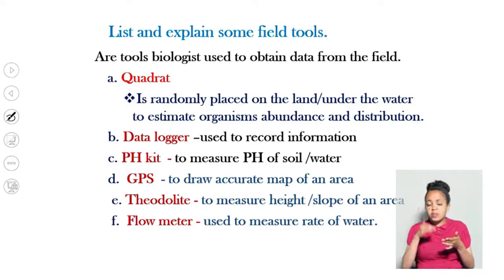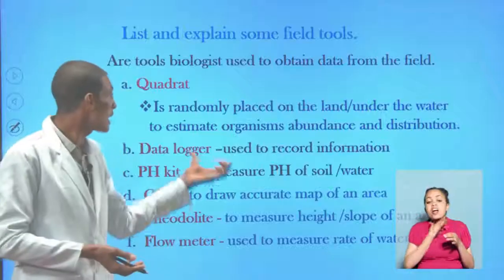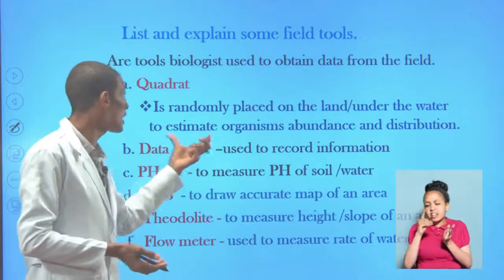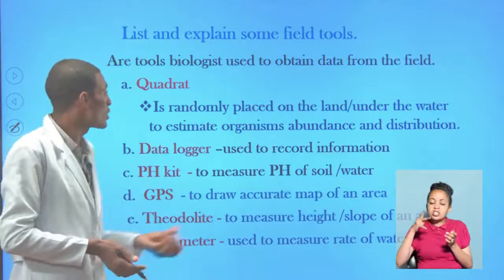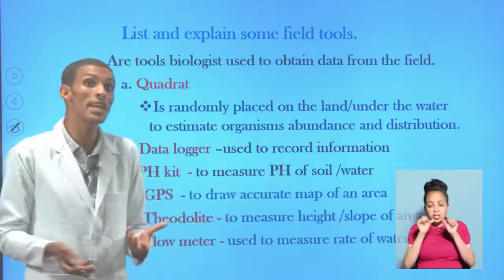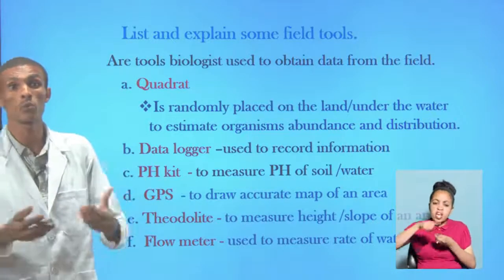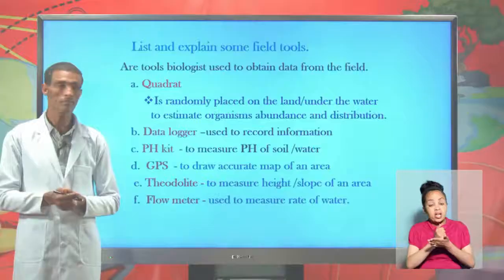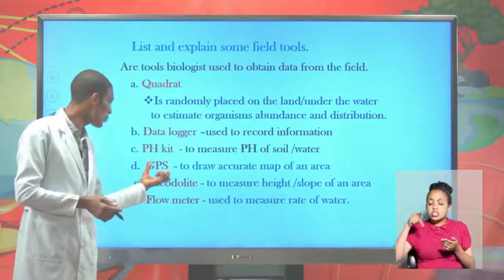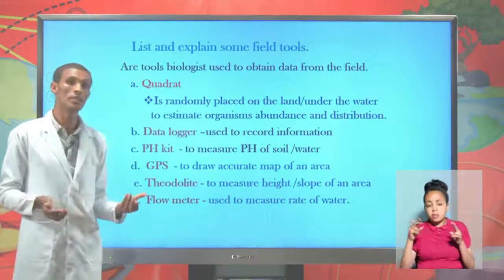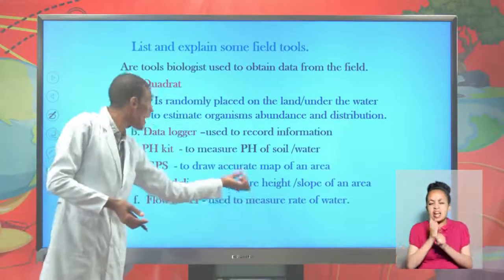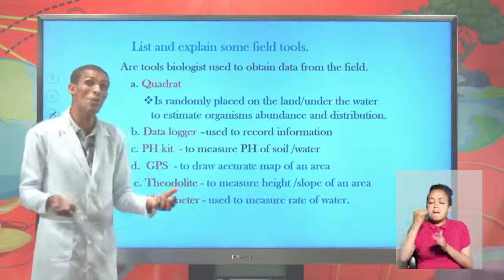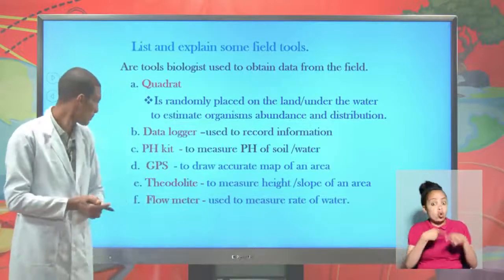Data logger is too, which is very important in recording data. Data can be collected in a recording manner. Whereas the pH kit is also very important in measuring the pH of an area from where we are going to take data. The Global Positioning System, abbreviated GPS, is used to take an exact or accurate map of an area from where we are going to take data.